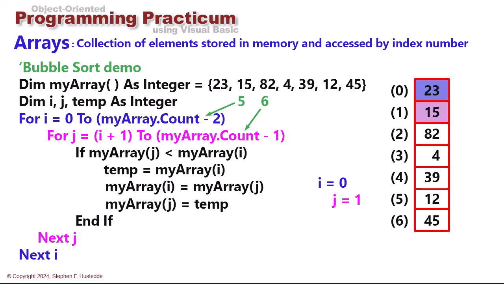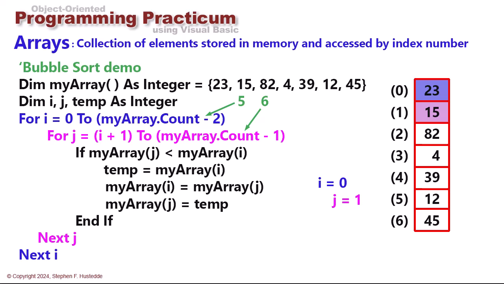I'm going to dim 3 variables, i, j, and temp, all as integers. We're going to use i and j as our counters going through 2 nested loops, and temp as a variable to temporarily hold a value while we do the swap. It's a very simple algorithm. We have 2 nested loops.